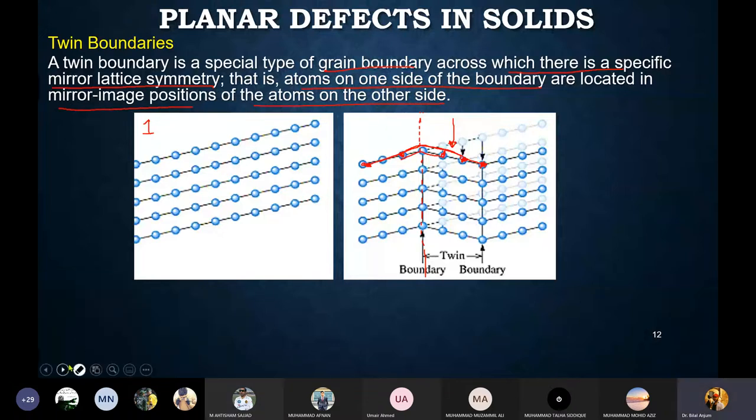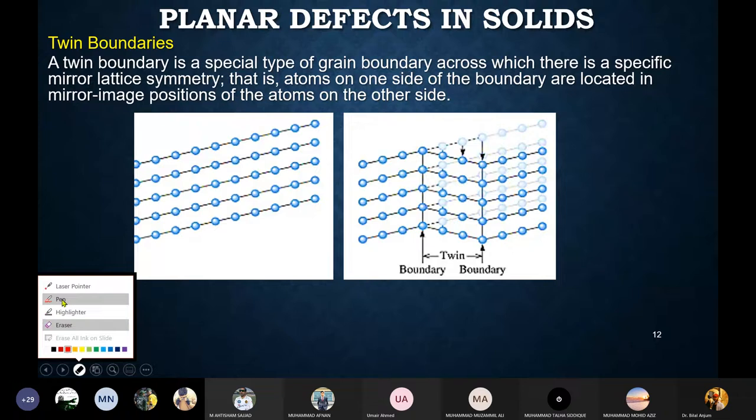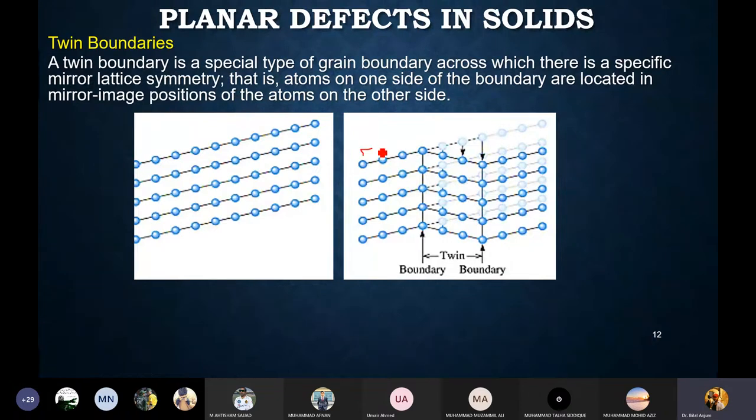Yes, sir. All right. So actually, these atoms are mirrored across this boundary into these atoms at this boundary. Similarly, if you look at this boundary, atoms lying on this side of the boundary are mirrored across this boundary into these positions. This is mirrored to this, this is mirrored to this, and this is mirrored to this position across this second boundary. So you have essentially two boundaries.